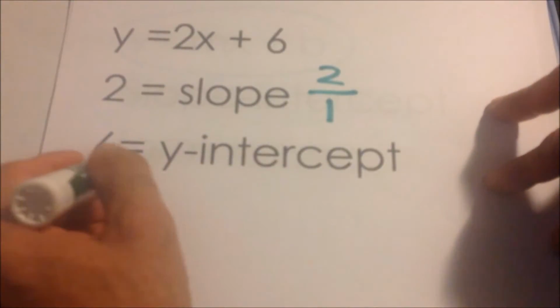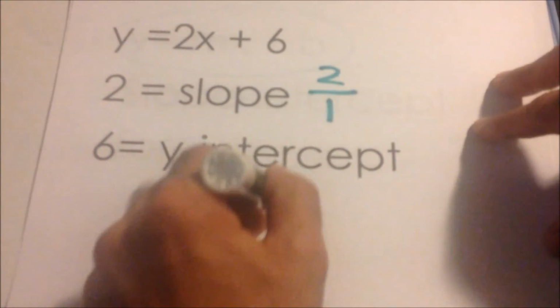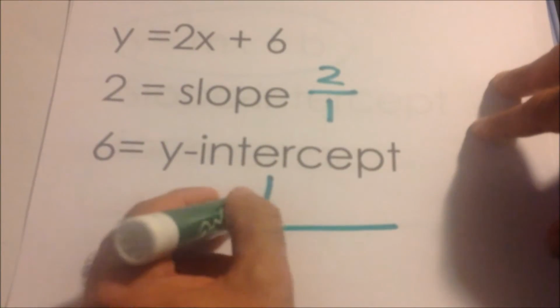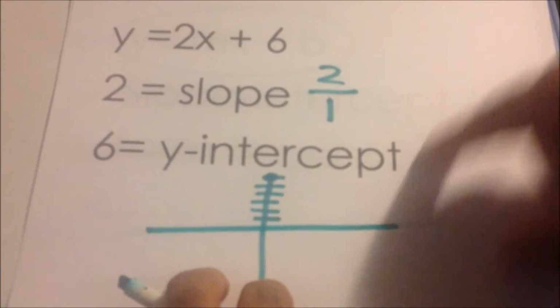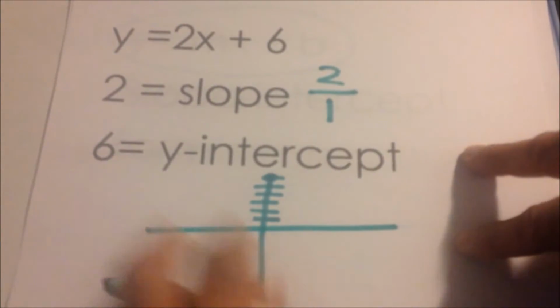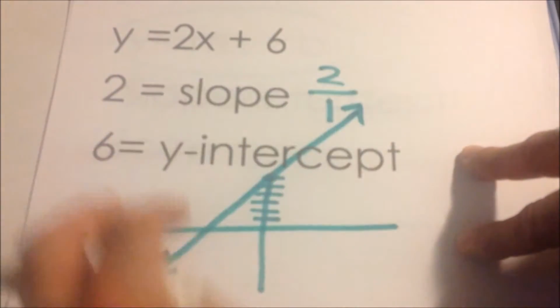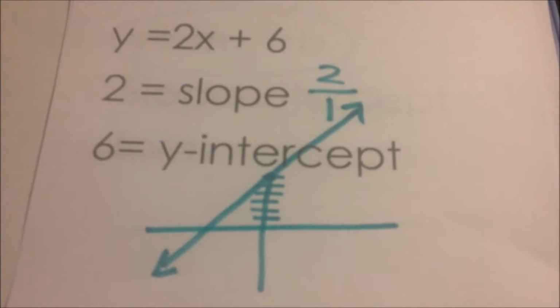And the y-intercept tells us where the line will cross. So if we did a rough graph, we know the line's crossing at the 6. 1, 2, 3, 4, 5, 6. It's going to cross here, and we know it's positive. It's going up from left to right. So this is just a rough draft. Actually, we want to put arrows on our line. Just a rough draft. So what do we know when we see y equals 2x plus 6?